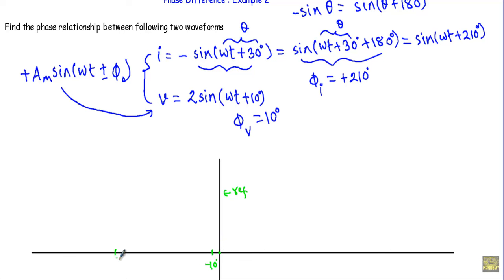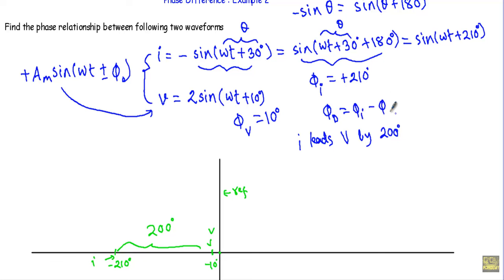So let's say this will be that 210 degrees, this will be the origin of i and this will be the origin of v. Now see, if I want to go from the origin of v to the origin of i, you will see we have to cross a total of 200 degrees, as you will get the origin of i 200 degrees ahead of the origin of v. Therefore I can write it like this: i leads v by 200 degrees. We calculate the phase difference by using this formula: φd = φi - φv = 210 - 10, which will be equal to 200 degrees.